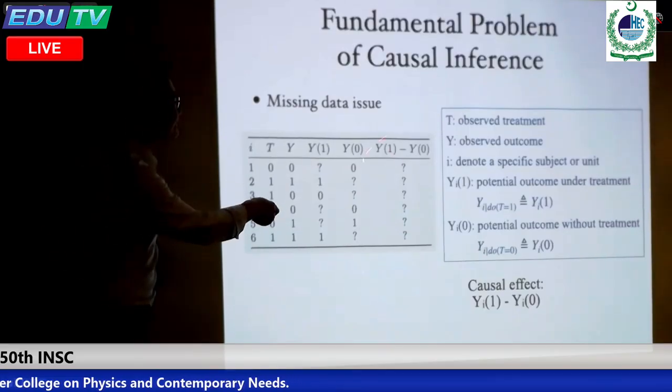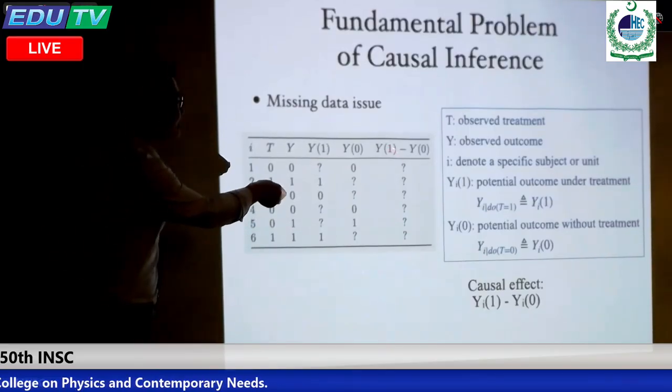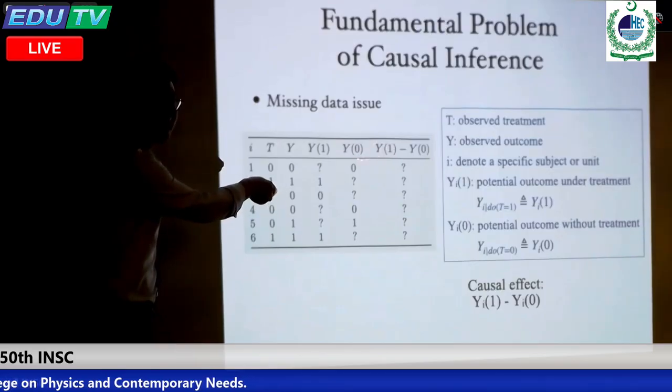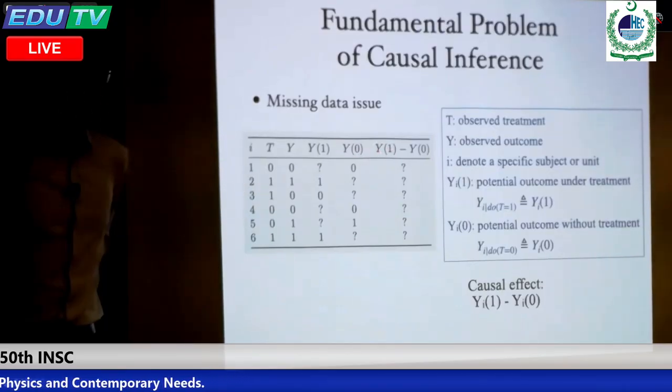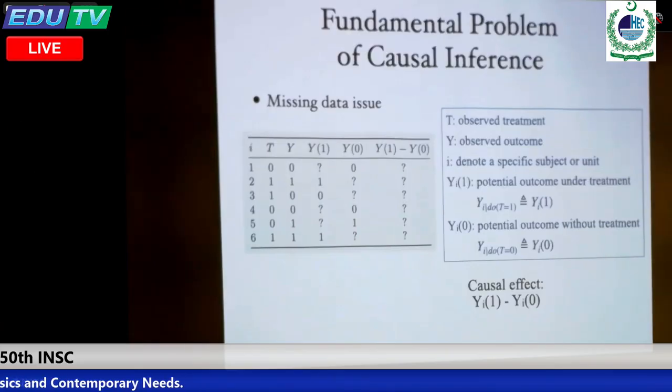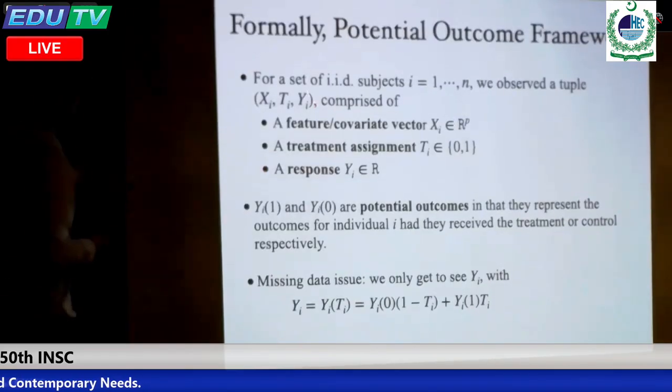But I want to identify this because I try to see whether treatment is effective. I want to see the difference, so you have to estimate the missing values. Without proper conditions, we know it's not possible. This is why it's called a potential outcome.